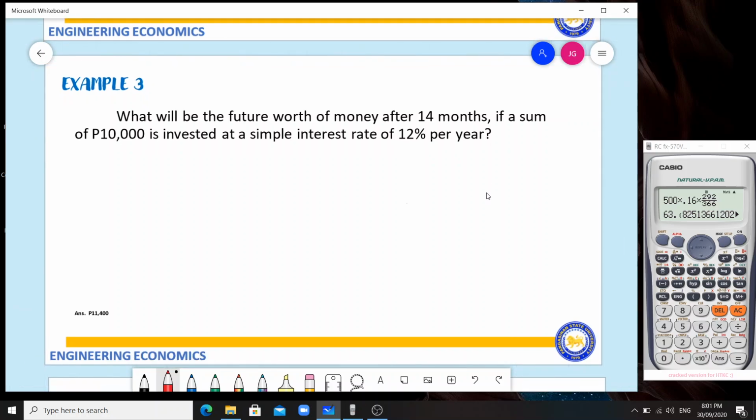What will be the future worth of money after 14 months if a sum of 10,000 is invested at a simple interest rate of 12% per year? So, hinahanap naman dito is yung future worth. Okay? Not the interest, but the future worth. Anong given? Meron tayong time na 14 months. Meron tayong principal na 10,000. And then, the simple interest rate na 12%.